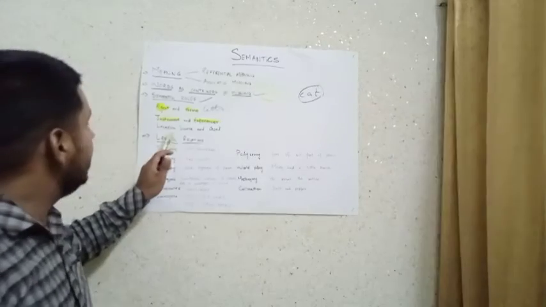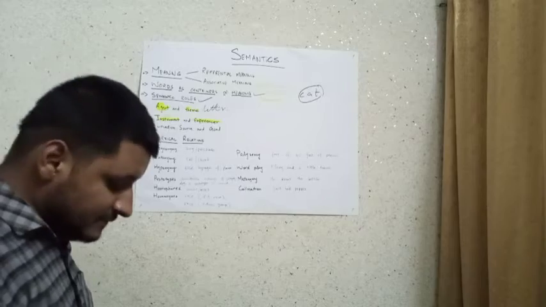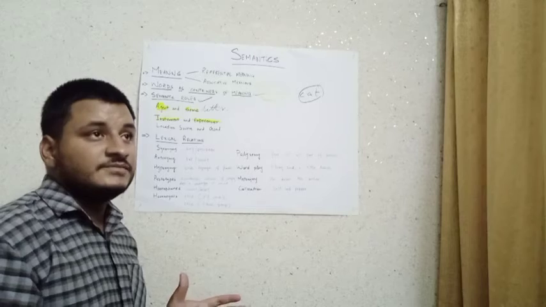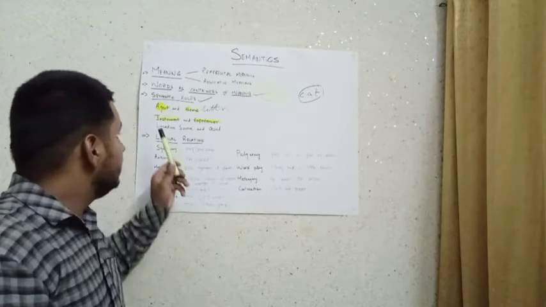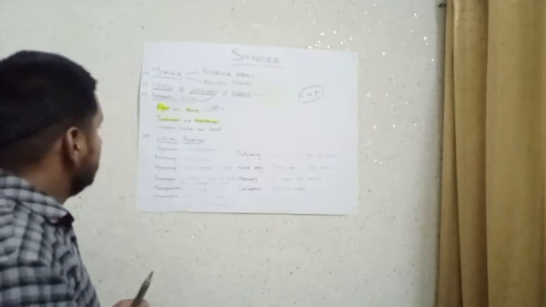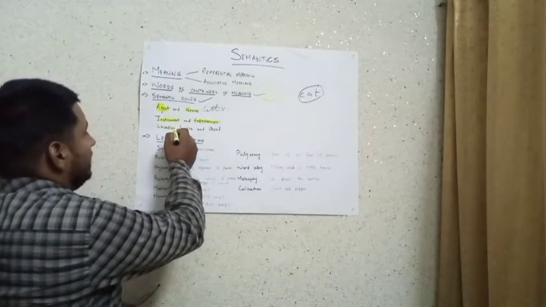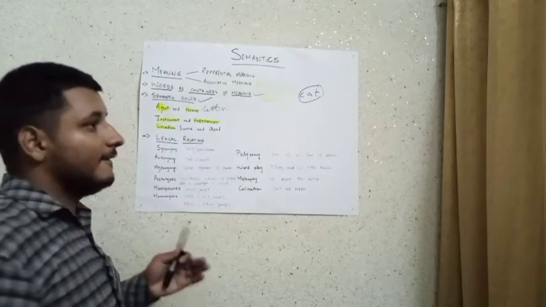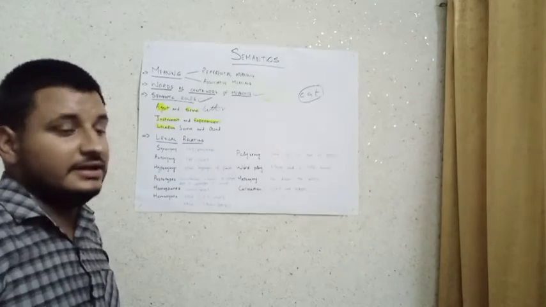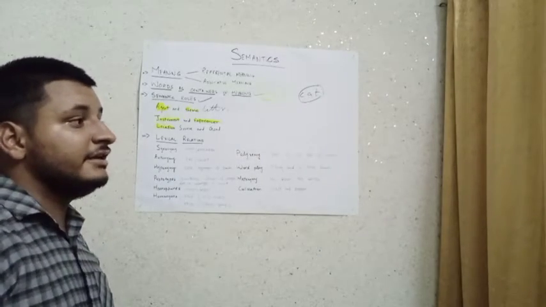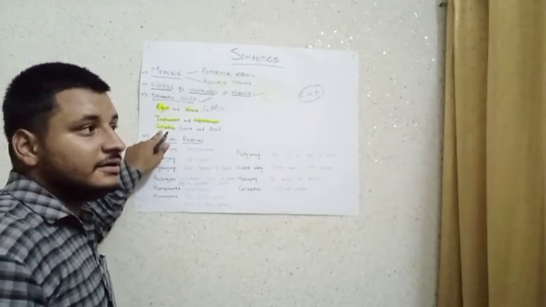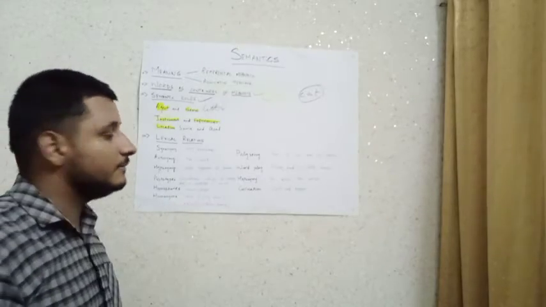Coming toward the third category: location, source, and goal. First of all, we study the word location. Location tells something about the agent, where he is or at which place he or she is. Like, the teacher is in the classroom. The classroom here is a location which describes that the agent is in the classroom.